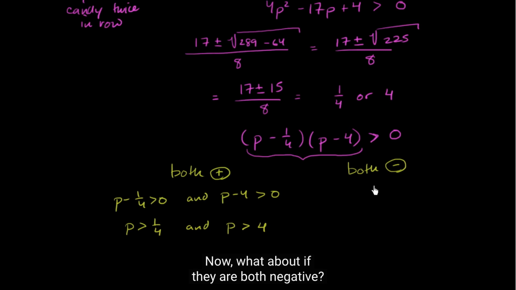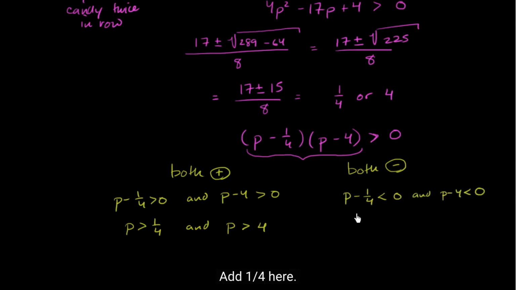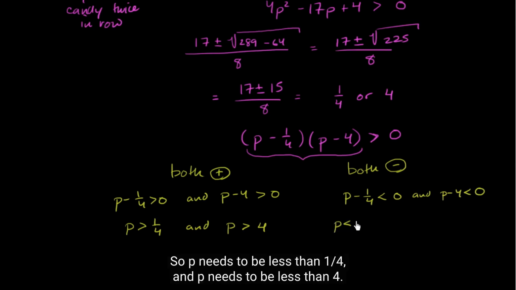Now, what about if they're both negative? Well, then you have p minus 1/4 is less than 0, and p minus 4 is less than 0. Add 1/4 here. So p needs to be less than 1/4, and p needs to be less than 4.